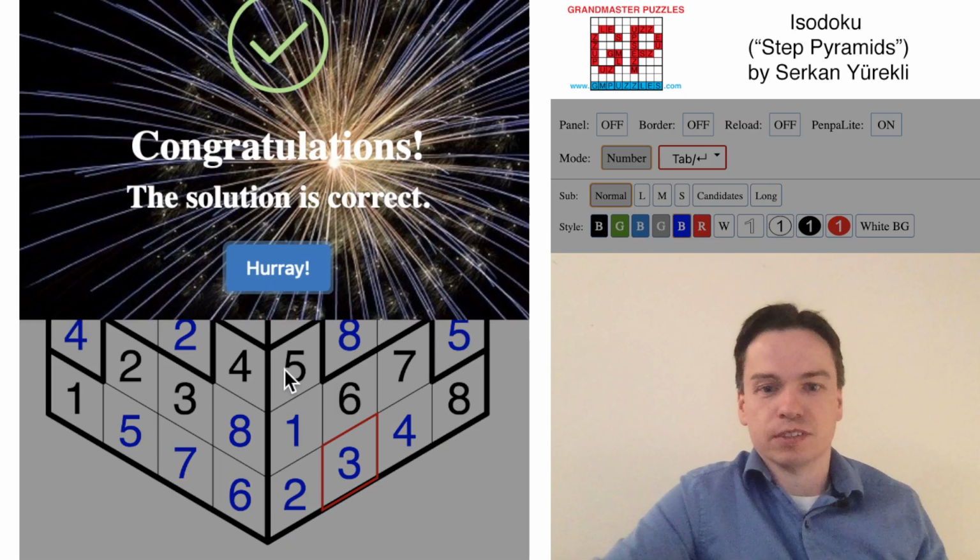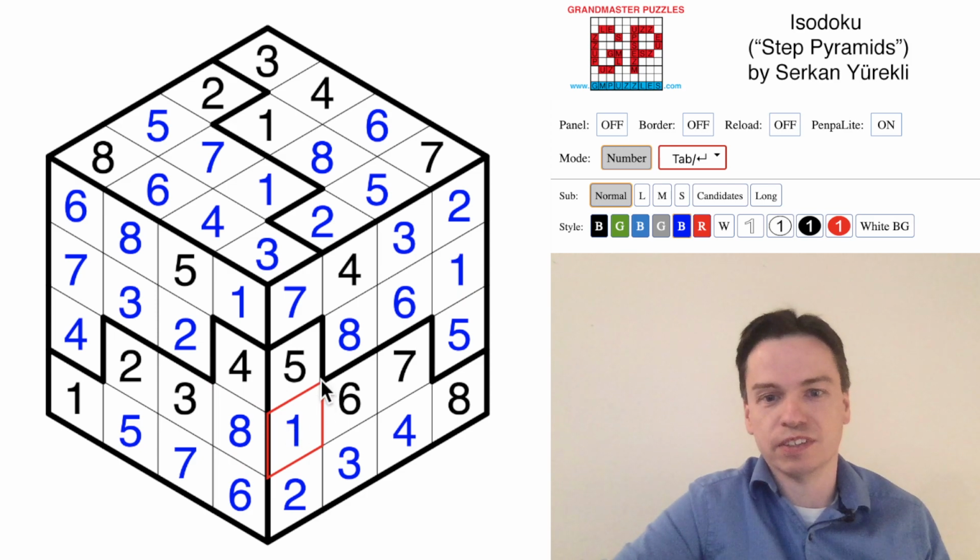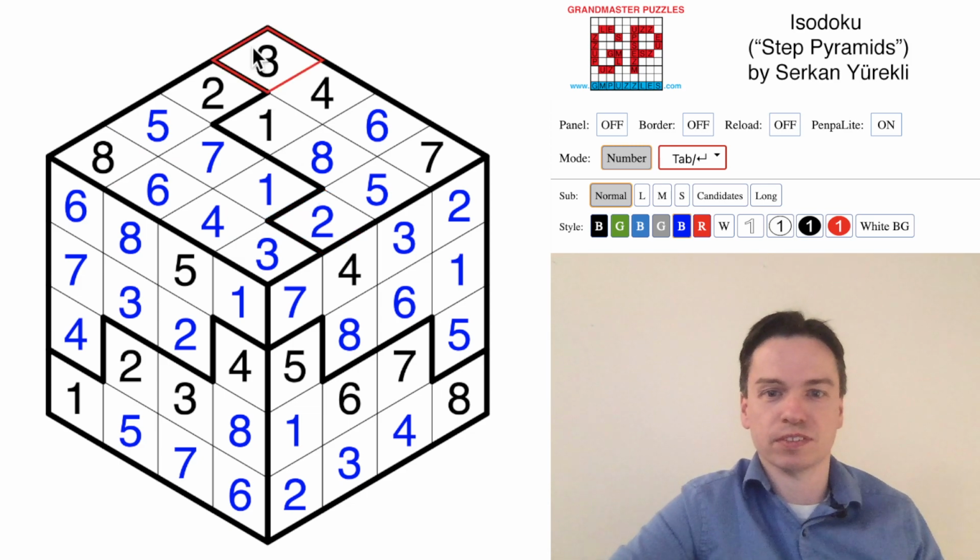So really pretty common work around this grid, really using the geometry, where the geometry has some of these isolated cells, this cell, this cell, this cell, this cell. That was a place to get started, and then it was really tracking into these other pyramids to figure out the rest of the steps to get to the finish.